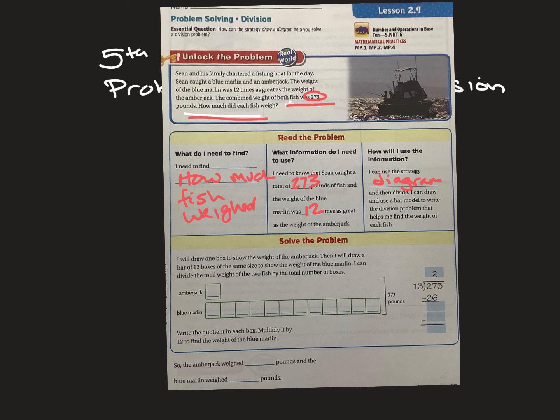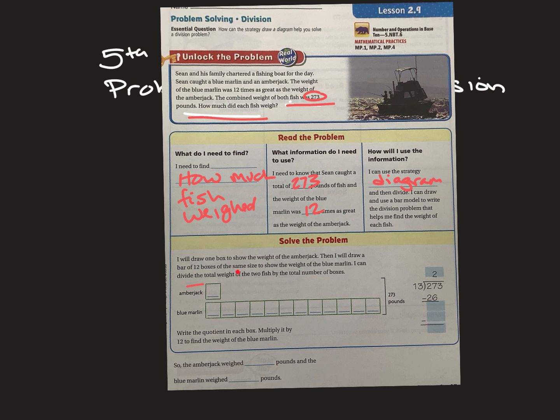They have our diagram over here for us. So let's complete that diagram. I will draw one box to show the weight of the amberjack right here. And then I will draw a bar of 12 boxes of the same size, 1, 2, 3, 4, 5, 6, 7, 8, 9, 10, 11, 12, to represent the weight of the blue marlin. And then I can divide the total weight of all of them by the total number of boxes. So we have a total of 12, and one more is 13. That gives us 273 pounds.